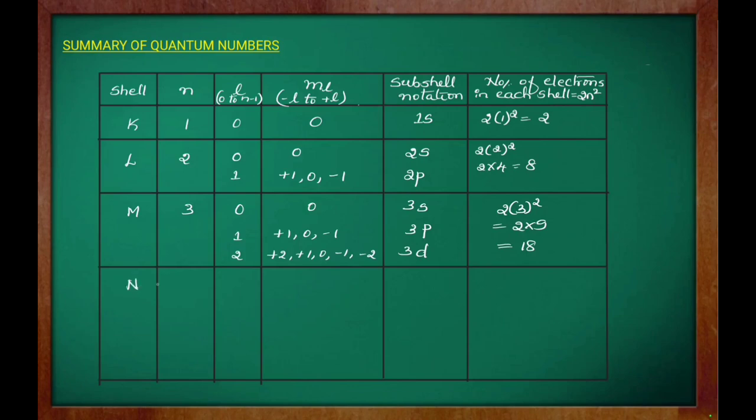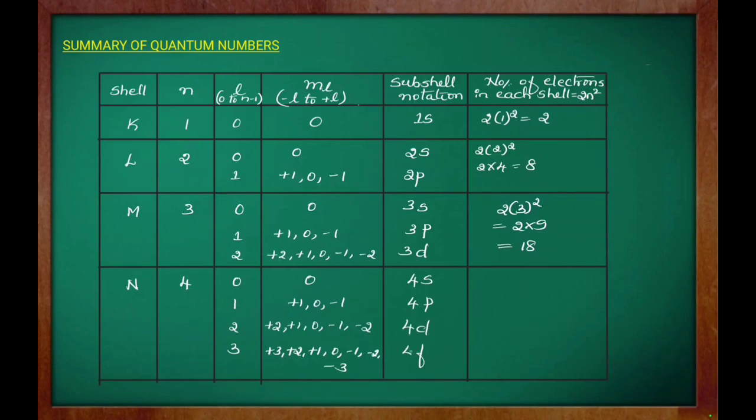Considering the N shell, the value of n is 4, and the corresponding l values are 0, 1, 2 and 3. The ml values: for 0, it is 0; for 1, it is plus 1, 0, minus 1; for 2, it is plus 2, plus 1, 0, minus 1, minus 2; for 3, it is plus 3, plus 2, plus 1, 0, minus 1, minus 2, minus 3. The l value corresponding to 0 is s, for 1 it is p, for 2 it is d, and for 3 it is f. These subshells belong to shell number 4, so it is 4s, 4p, 4d and 4f.